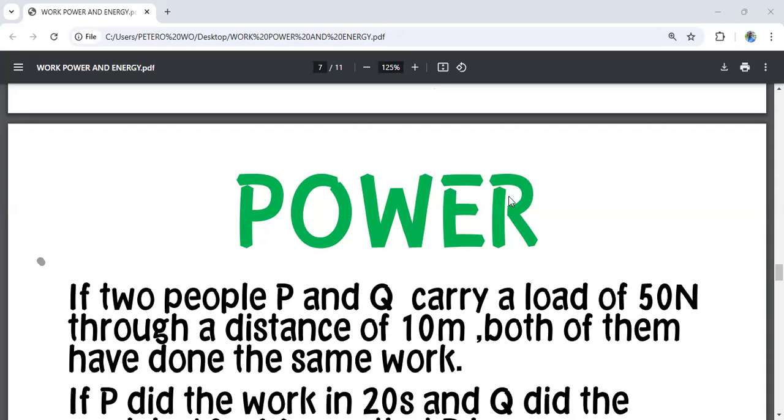Power is effort applied to do work. Okay, effort applied to do work. Yes, Harriet. I think power is the effort applied in order to perform a job or a task. Effort applied in order to perform a job or a task.